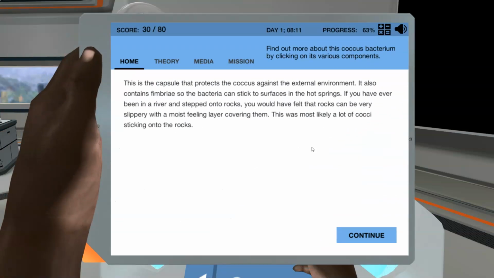This is the capsule that protects the coccus against the external environment. It also contains fimbriae so the bacteria can stick to surfaces in the hot springs. If you have ever been in a river and stepped onto rocks, you would have felt that rocks can be very slippery with a moist-feeling layer covering them. This was most likely a lot of cocci sticking onto the rocks.